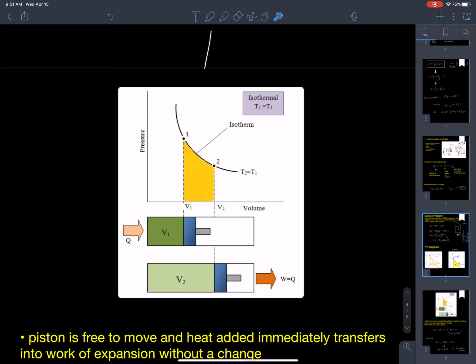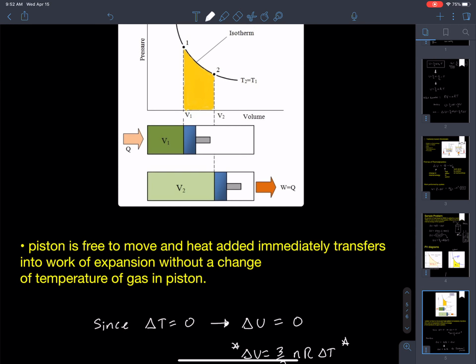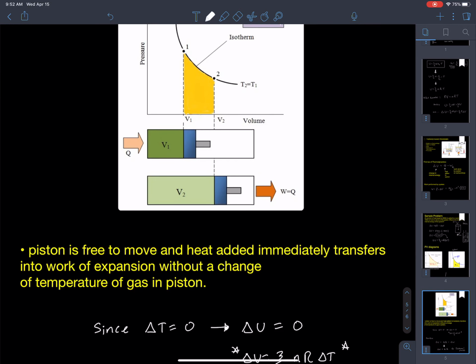It'd be hard to find a process in real life that follows a true isotherm because there probably is friction and there'd be a bit of a lag time. But in the perfect world, if something is an isothermal process, when the heat goes in, it immediately goes into work, okay? So the change in temperature is 0. If the change in temperature is 0, which is written down here, okay, the change in my internal energy is 0, all right? And then that explains why work will be equal to the heat being put in, okay? So just again, the piston is free to move when heat is added, and it immediately transfers into work, okay, without changing the temperature of the gas.